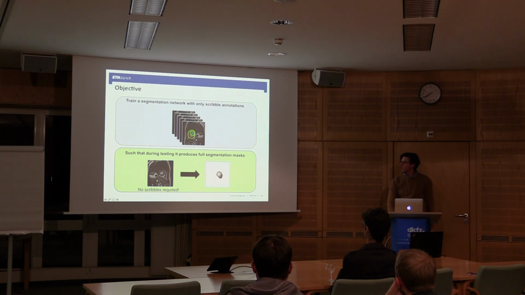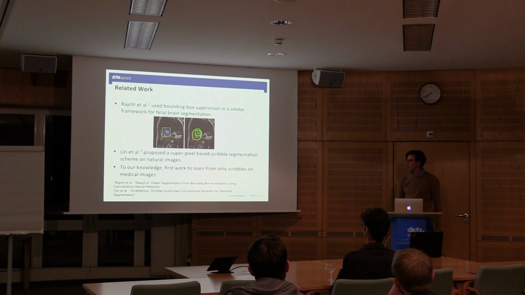So what we want is to train a segmentation network with only annotations like this, such that after training, when we test a new image, we can obtain a full segmentation mask without the requirement for any additional scribbles or anything. So all the network ever sees during training is scribbles, and during testing, we wanted to produce full segmentation masks. Okay. How do we do this?